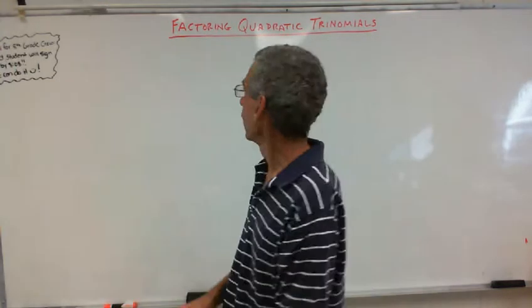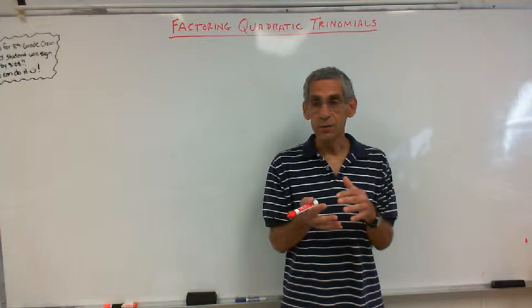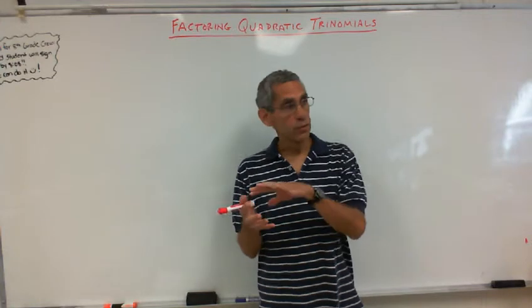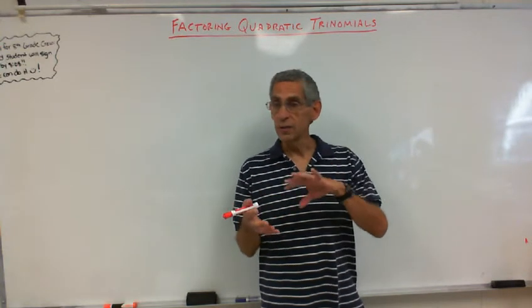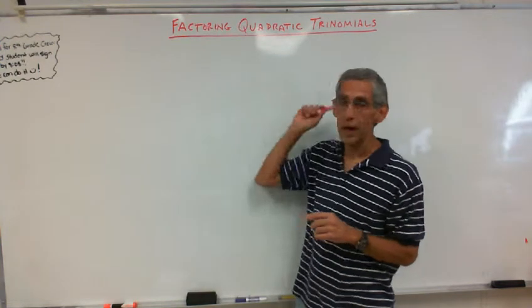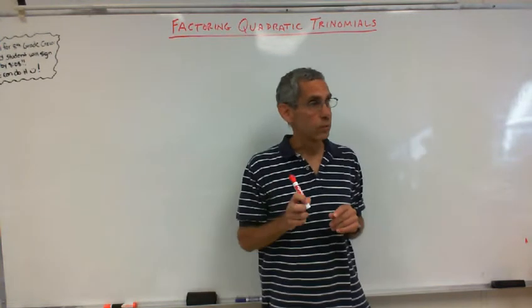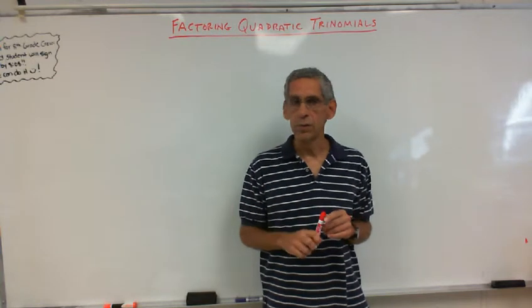Okay, so yesterday we talked about factoring out the greatest common factor. We talked about foiling, and we talked about factoring differences of two squares. Right? Now we're going to talk about factoring quadratic trinomials. How will I know it's a quadratic trinomial?